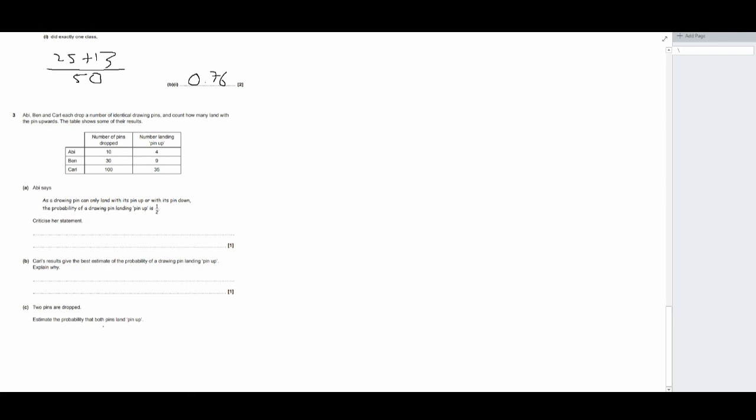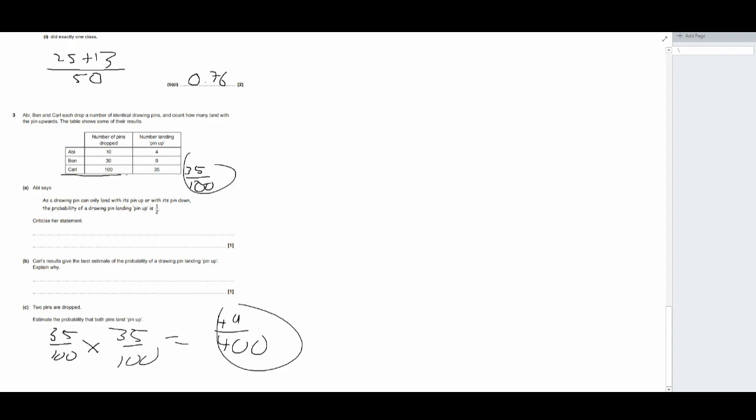Lastly, two pins are dropped. Estimate the probability that both pins land pin up. So here, let's use Carl's results, that's about 35 over 100 of landing pin up. So you have 35 over 100 for one, and then another 35 over 100. And if you multiply that, this is going to come out to approximately 49 over 400. And that's your probability using Carl's results, which we have determined to be the most accurate.